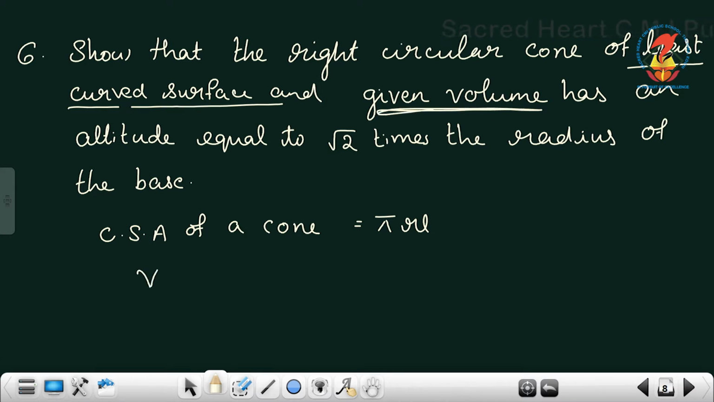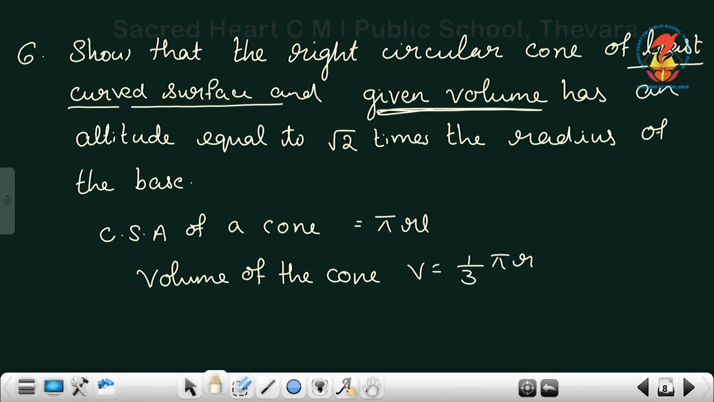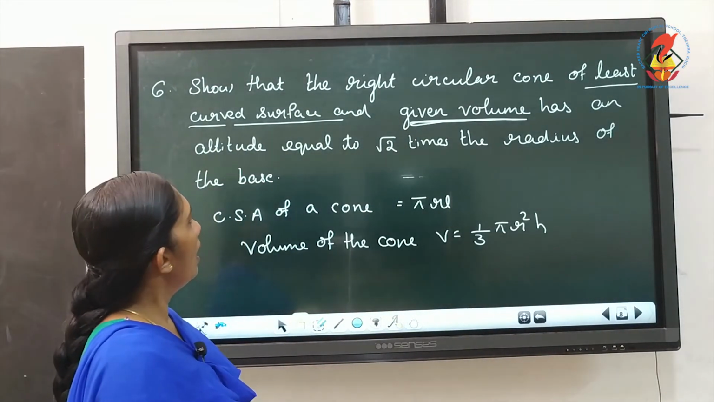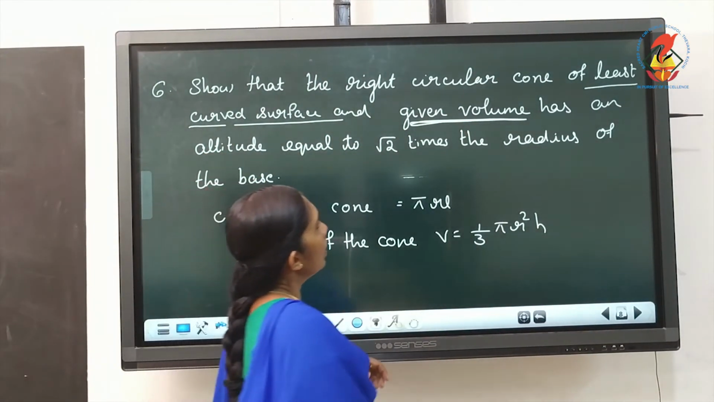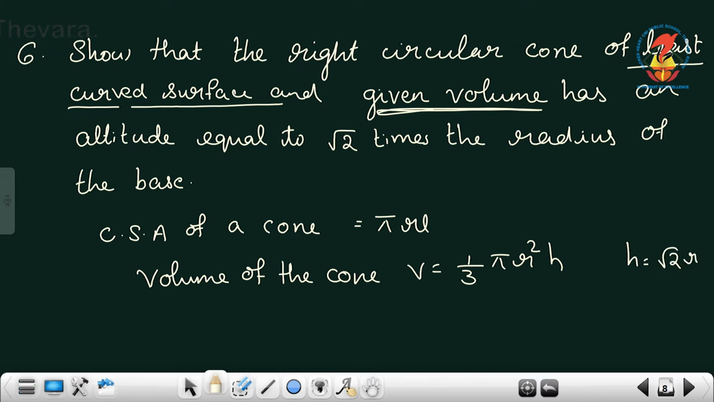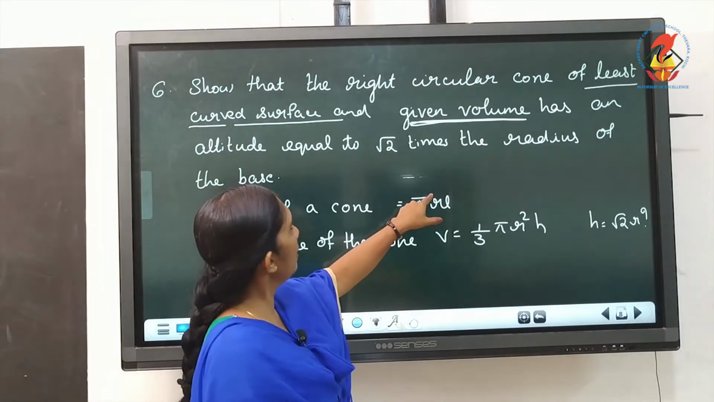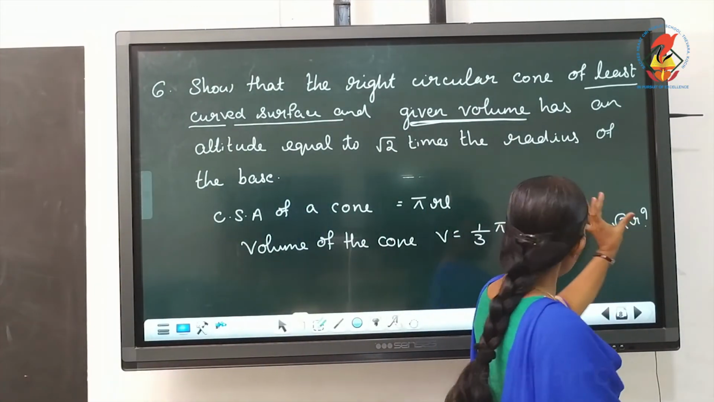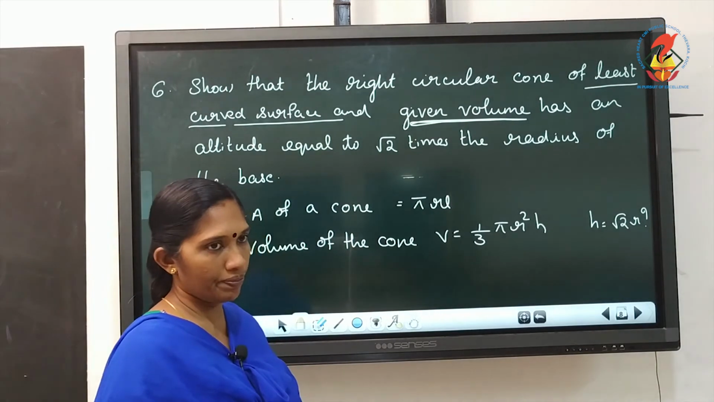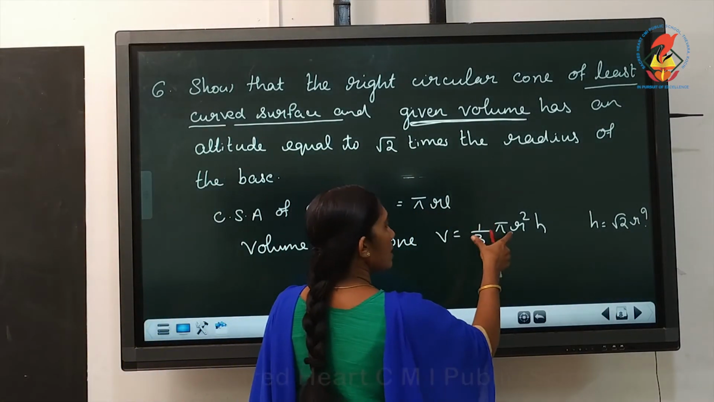So volume of the cone, the formula is V is equal to 1 by 3 pi r square h. V is given, that quantity is given, so that is a constant. Now we have to prove altitude, that is height, is equal to √2 times the radius. This we have to prove. So what we have to prove? CSA is minimum, isn't it? Least curved surface area, and h is equal to √2 r. These two we have to prove, and given is volume. Okay. So pi RL we have to substitute from here.